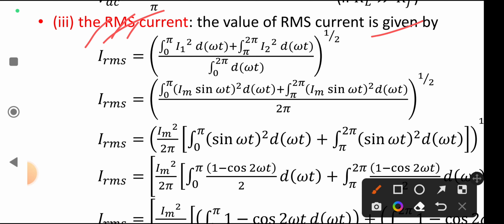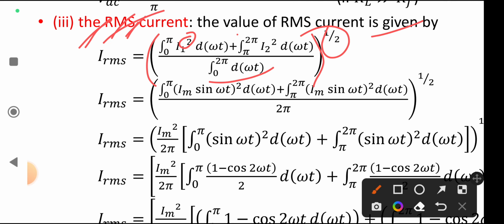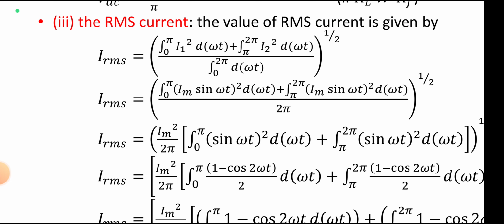First, take the root, so one by two is written outside the root. Then the mean, so above that we take the integration, as I explained earlier for VDC and IDC. The square is taken, current square. So root mean square: the root value is taken, the mean value means integration by the period, and the square value is here, I1 square and I2 square. That is the RMS meaning.